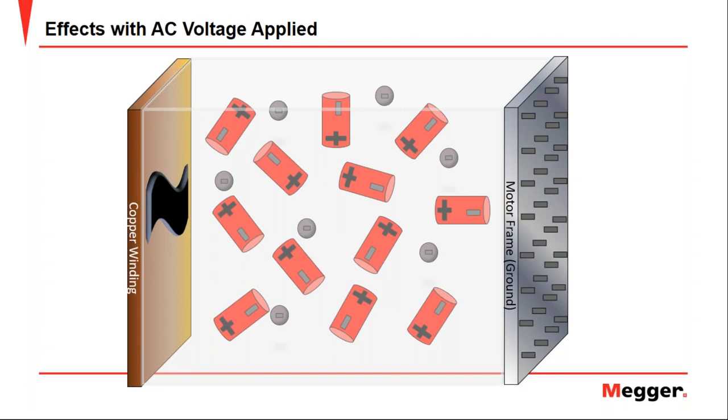Now, when we supply the motor with the AC voltage, those dipoles and electrons will be changing their position depending on the value of the signal, if it is positive or negative. So the dipoles and the electrons will be in constant movement.